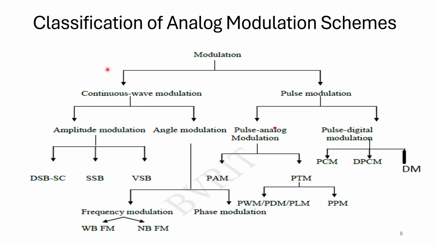All right, so here is the classification of your analog modulation schemes. Your modulation can be divided into two types: continuous and pulse modulation. Under continuous wave modulation, mostly we are going to talk about amplitude modulation and angle modulation. Under amplitude modulation, we are going to learn three different types: double sideband suppressed carrier, SSB, that is single sideband, and VSB, that is vestigial sideband, right? So we'll see all these, and pulse modulations are also examples of analog modulation techniques only.